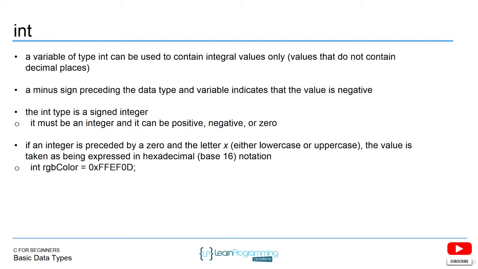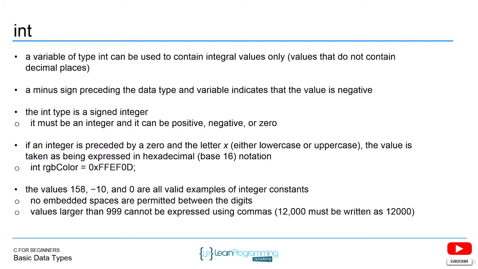Hexadecimal numbers is base 16, so you can store letters A through F. So hexadecimal looks like 0xFFEF0D. So you may see this occasionally in your program where somebody's assigning a hexadecimal number, and you're probably thinking to yourself, well, an int only stores a whole number, but it can also store different representations. And so this is one with 0x preceding it.